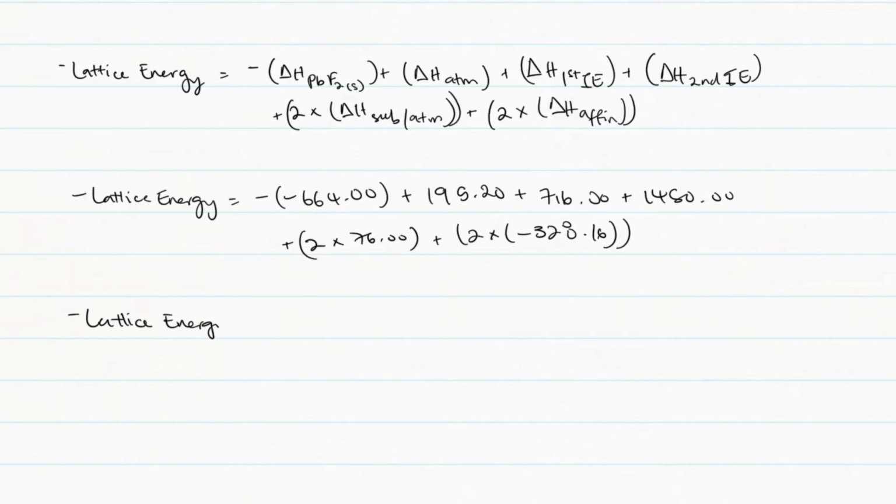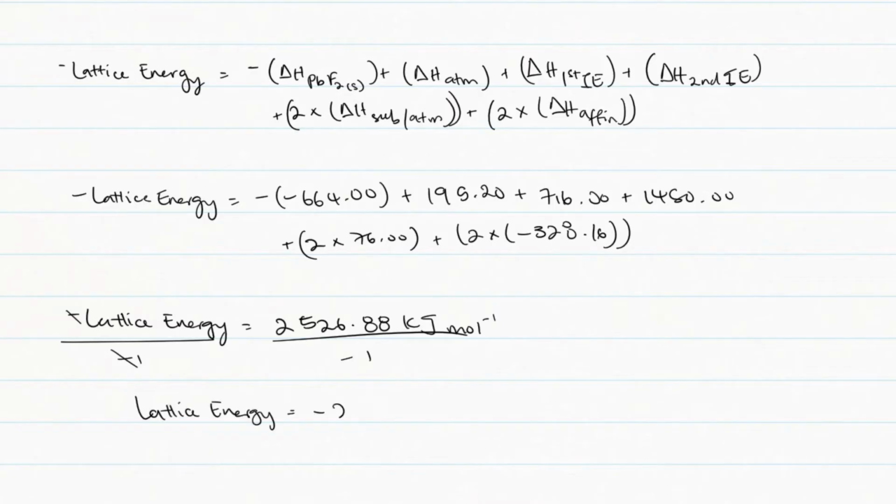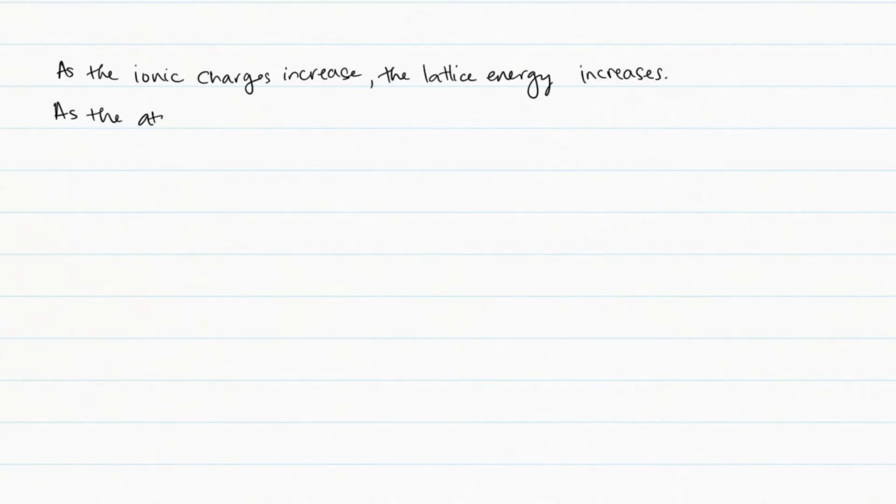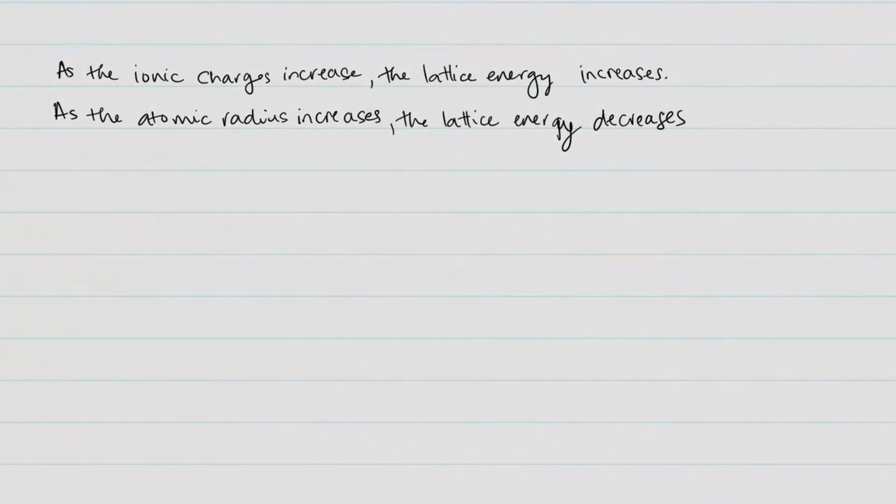Okay, so simplify and you should get your lattice energy being equal to negative 2526.88 kilojoules per mole. As the ionic charge increases, the lattice energy increases. As the atomic radius increases, the lattice energy decreases.